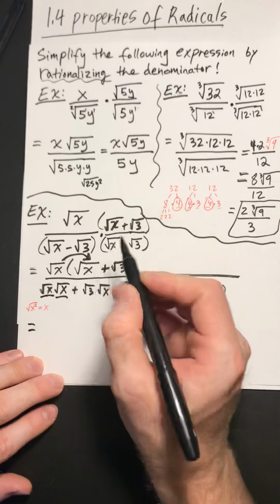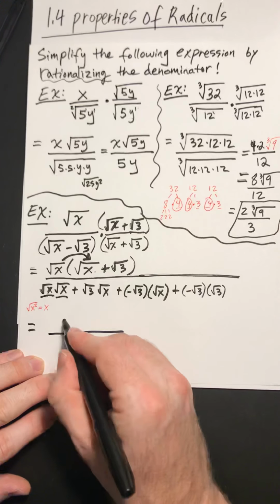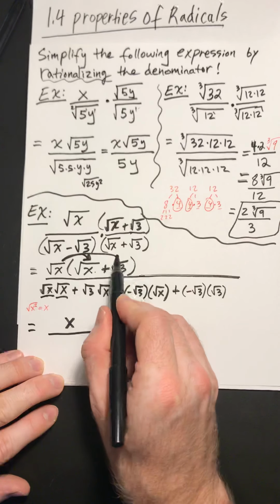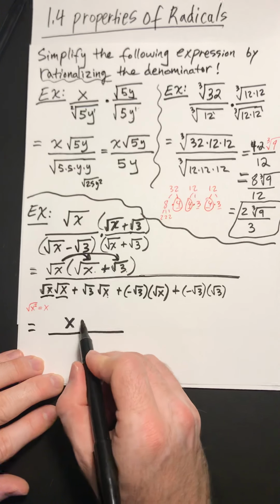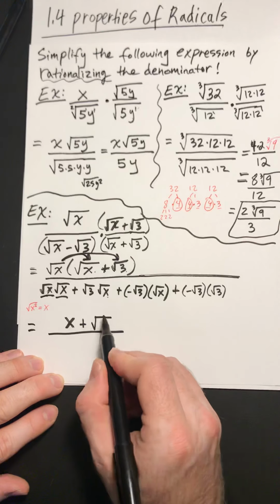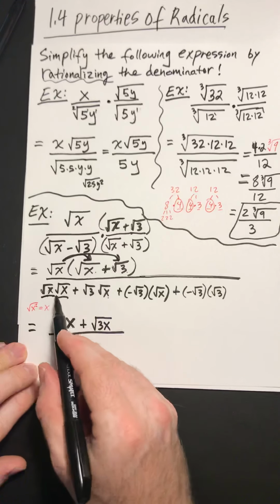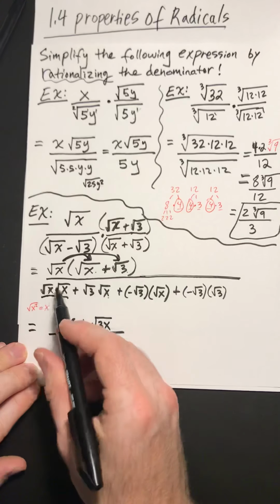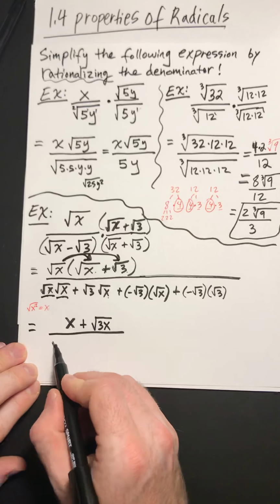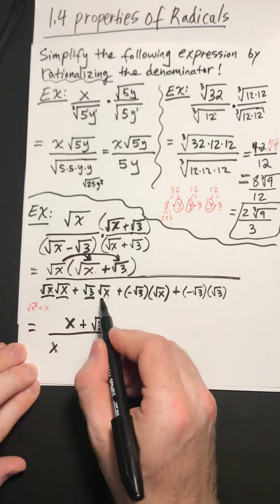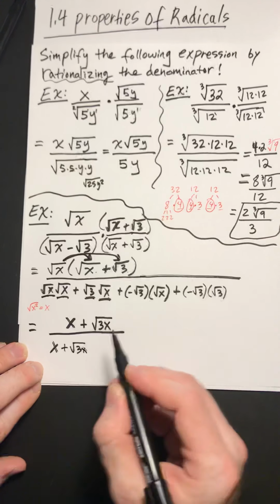If I distribute in the numerator, I get square root x times square root x. Well, we just said that that was x. And then I have square root x times square root 3. So square root x times square root 3, what is that? That's just the square root of 3x, okay? Now in the denominator here, I still have the same thing going on. I've got square root x times square root x, which is x. And then square root 3 and square root x, we just combine. I get square root 3x.